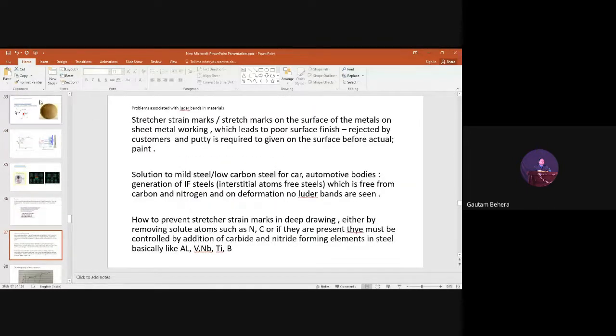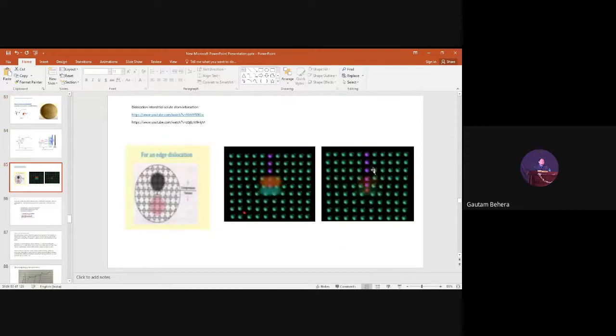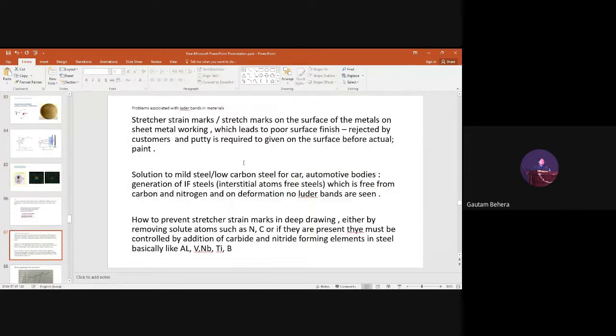Okay, fine. So you can see, you have already seen this image in the previous class. These are the stretch marks in the materials, which show the yield point phenomenon, or Luder bands. Due to Luder bands, we have stretch marks on the materials, which are also called stretcher strain marks. If a material shows the yield point phenomenon and these Luder bands, they basically show these stretcher strain marks on the material surface. So the surface finish will be very poor. Nobody will buy this kind of material because of the poor surface finish, due to the presence of these stretch marks or stretcher strain marks, right?